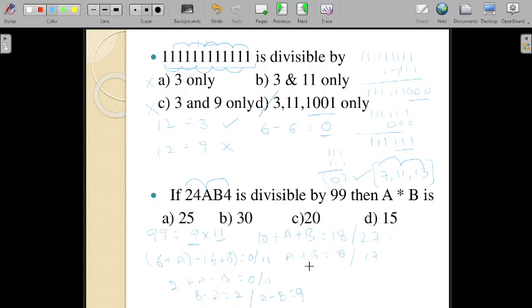So when we solve these conditions, let's solve them. A plus B equals 8 and B minus A equals 2. A cancels, 2B, so B equals 5 and A equals 3. So A into B equals 15. Simple thing.